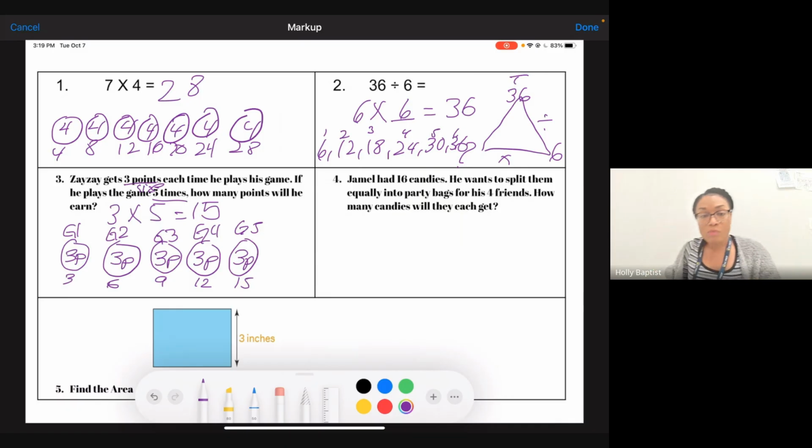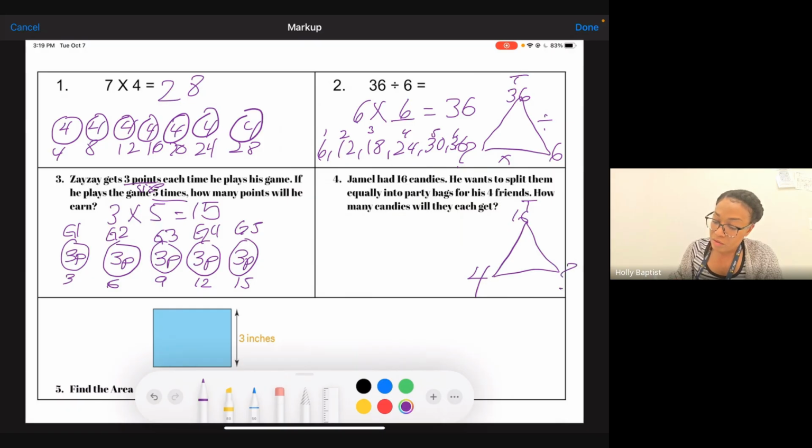Okay? And now let's move on to number 4. Jamel had 16 candies. He wants to split them equally into party bags for his 4 friends. How many candies will they each get? To solve this problem, typically the friends would be the group. So we would have students make 4 groups and divide 16 into the groups. But in this case, we can use what we know about the relationship of fact families to find out what our missing number is. So right now we have 16 divided by 4. Oops, divided by 4. Let me erase this. It's going to get us our mystery number.